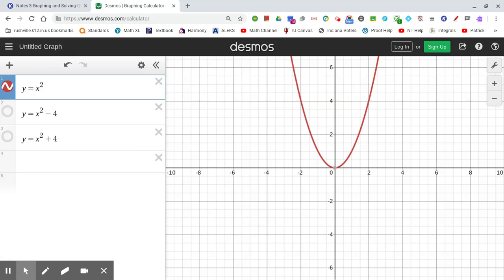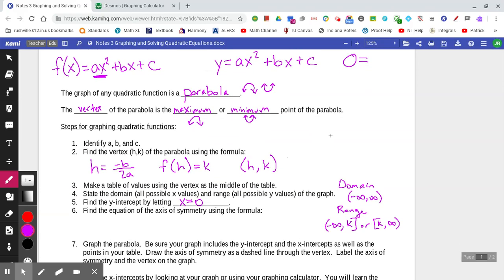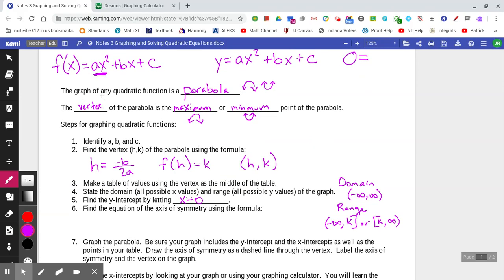If it's a positive, it will open up. And if we have a negative in front of that x squared, it will open down. And if it opens up, you can see that as you trace the graph, you have a lowest point. That lowest point is called your minimum value. Or if the graph opens down, it becomes a maximum value. Not only is it the lowest point or the highest point on the parabola, but it's also where your symmetry occurs. That is called your vertex.